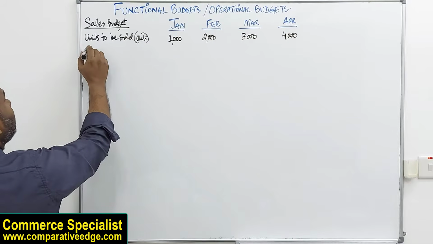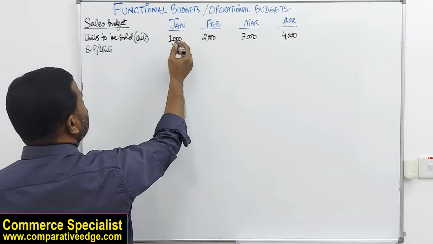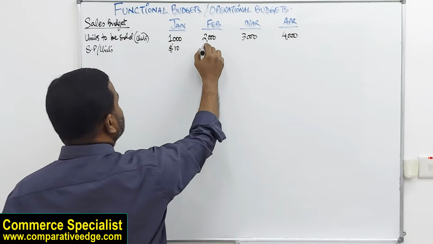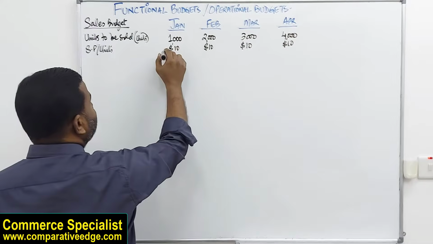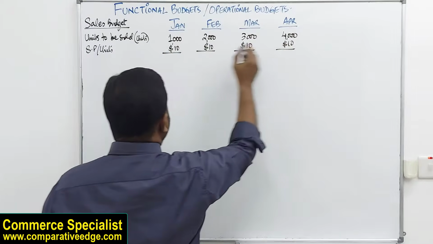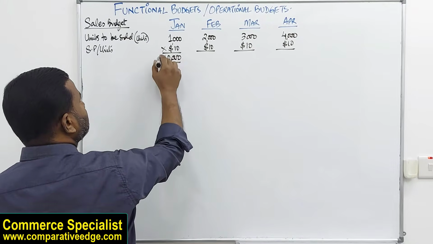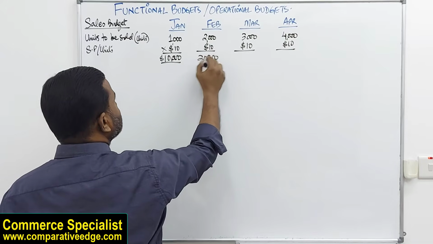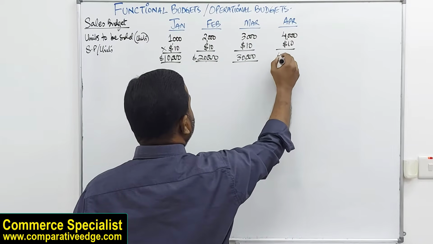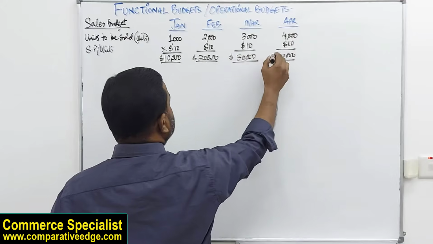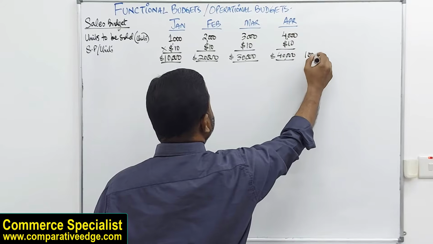The other information you need here is the selling price per unit. In order to make the example simple, I'm assuming it to be $10 throughout. So we are selling this many units, but the selling price will be $10. Just multiply the number of units by the selling price, you get the sales value: 10,000, 20,000, 30,000 and 40,000. In the end, if you want, you can total them up. Total sales for 4 months, 100,000.